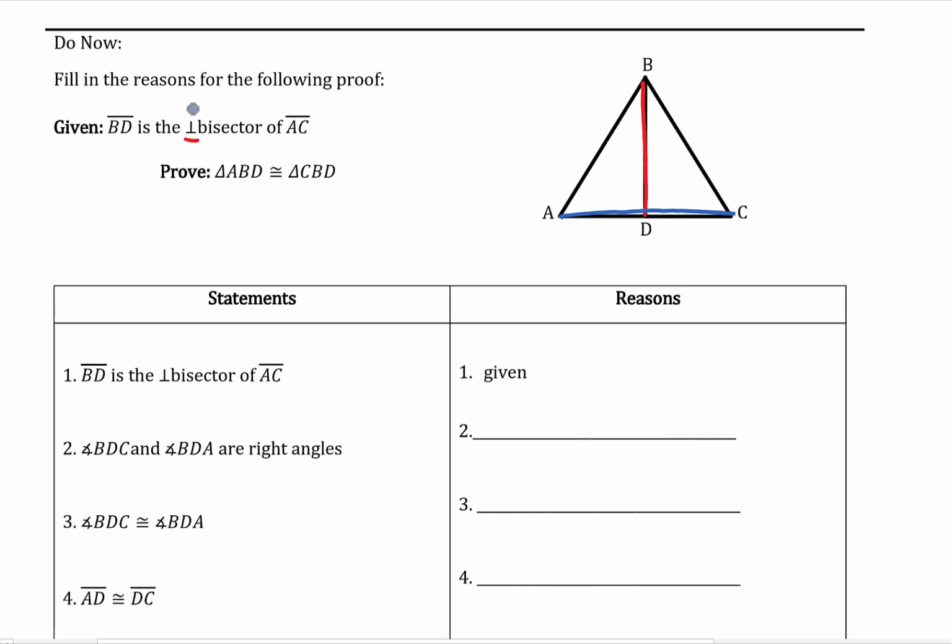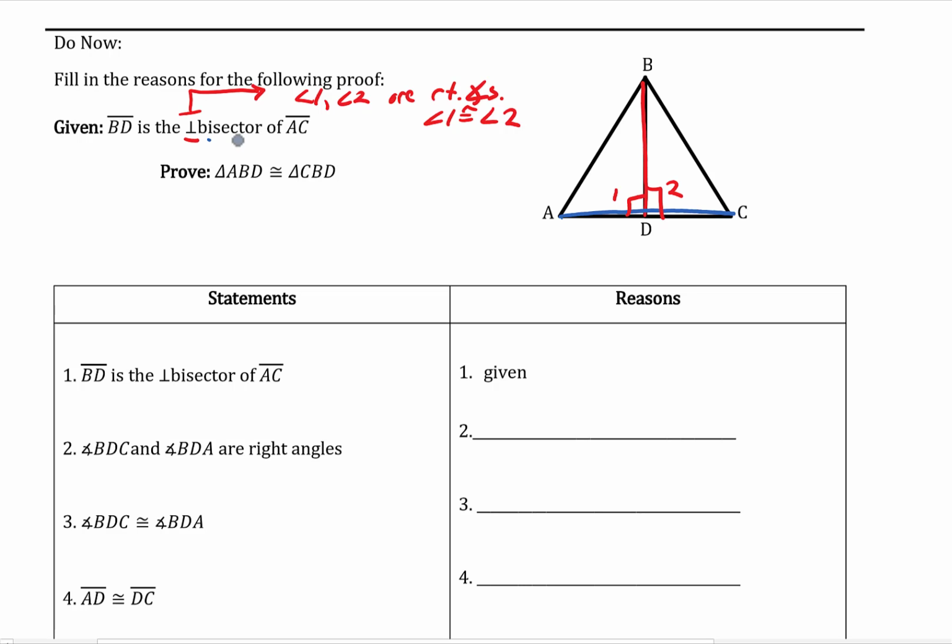So what that means is, well, this perpendicular part tells us that there are right angles. There are right angles here and here. Let's call this angle 1 and angle 2. So we have angle 1 and angle 2 are right angles, and angle 1 is going to be congruent to angle 2 because all right angles are congruent.